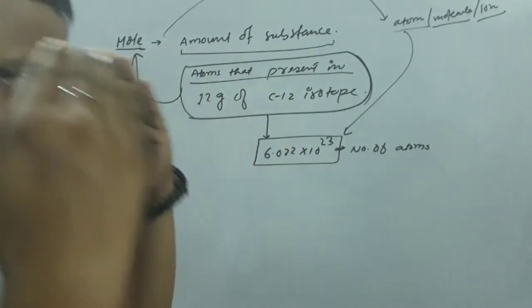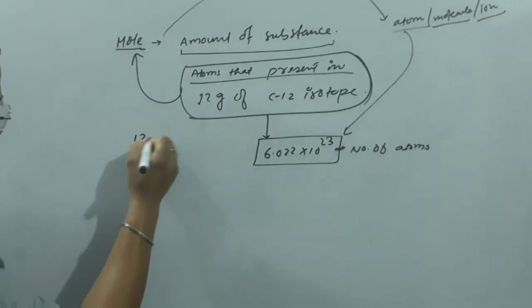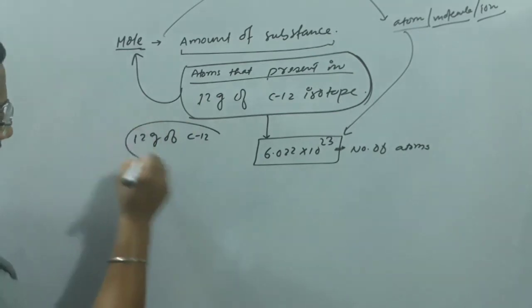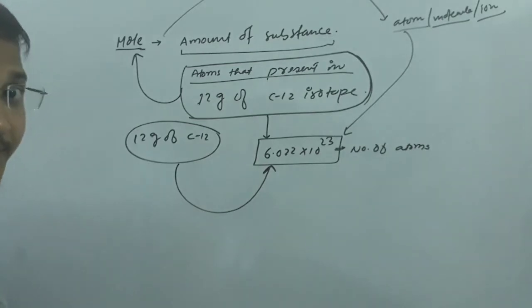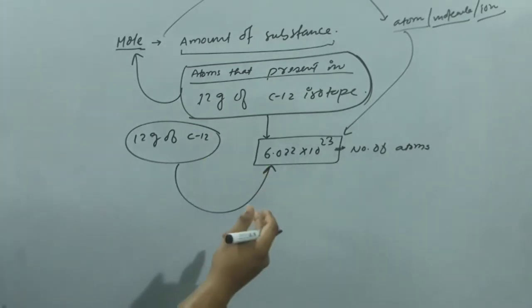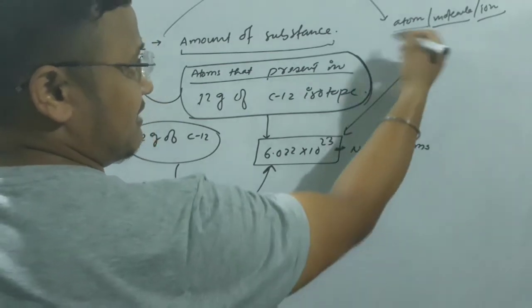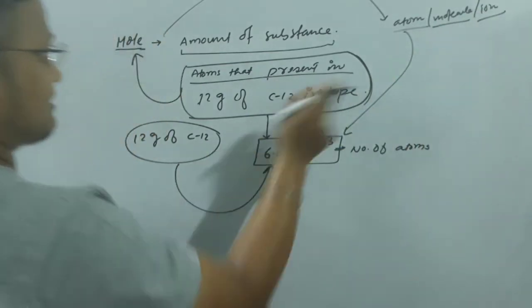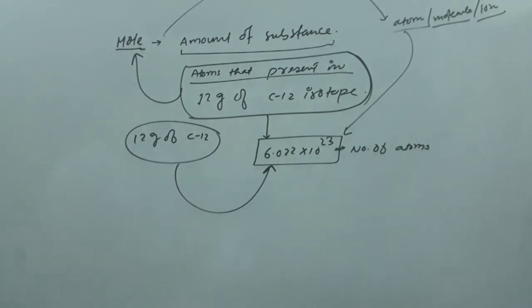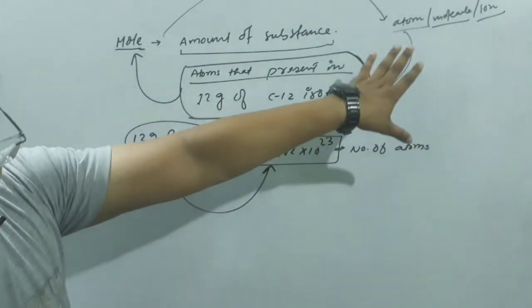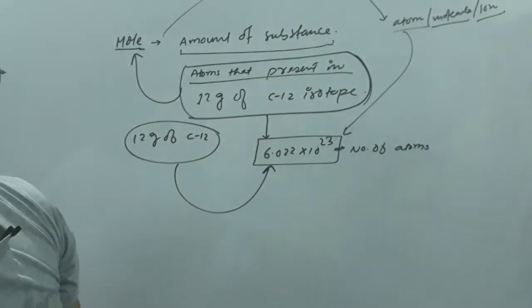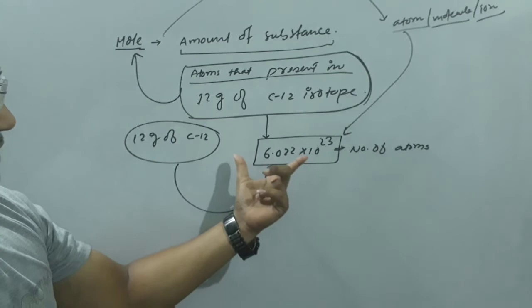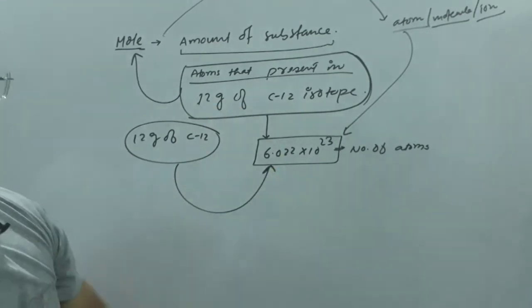In mole, it's a very simple concept. Look guys, we are taking 12 gram of carbon 12 isotope, and in that 12 gram we have this much number of carbon atoms. So whatever number of atoms, molecules, or ions is equal to this particular value, that is what we are talking about as mole. That's it. It is defined as the amount of substance which contains the same number of chemical entities as present in 12 gram of carbon 12 isotope, and that means the number of atoms is equal to this particular value.